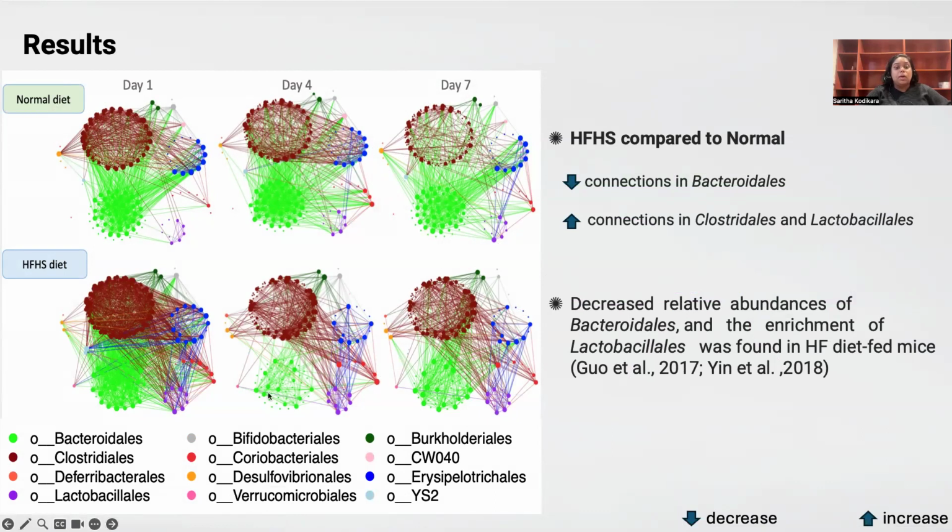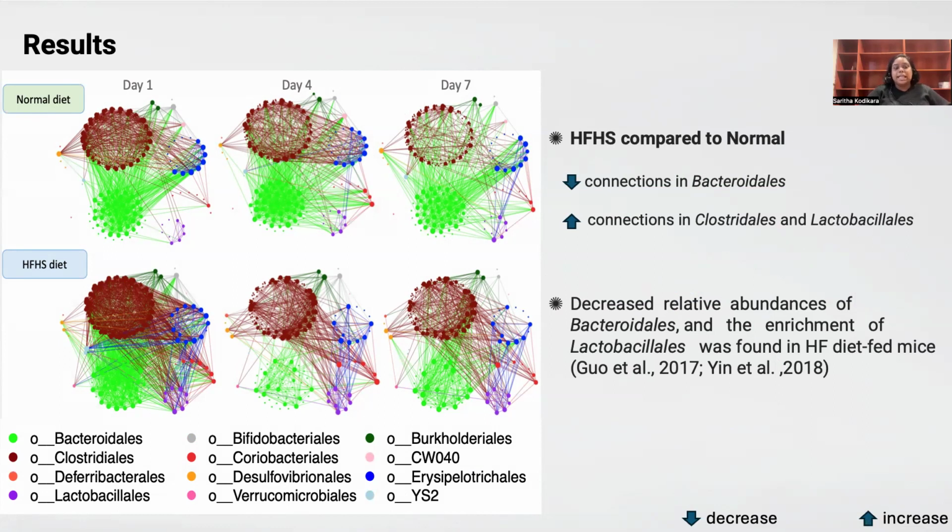compared to the high fat, high sugar diet. Also, we see that the connections of Clostridiales are increased in the high fat, high sugar diet, as observed here. So that's what we observe. We see some connections increasing and some decreasing, but it's really hard to find causal inferences to back these claims, because these are based on associations.